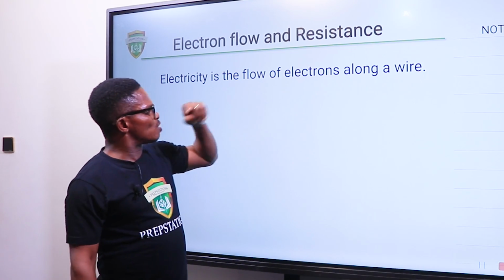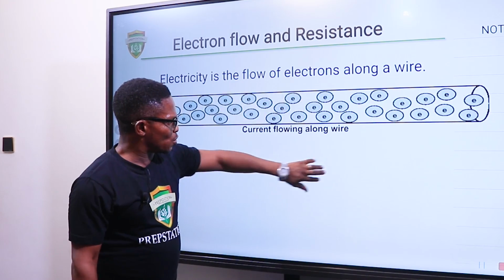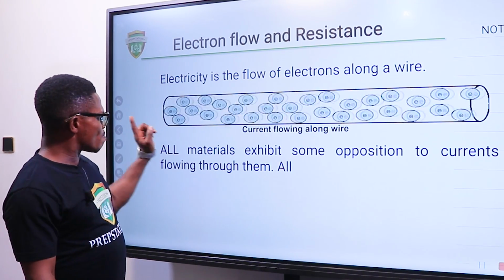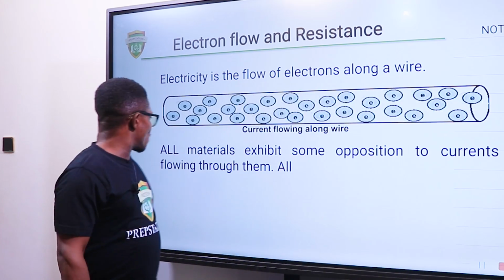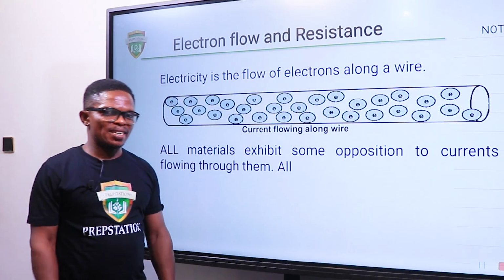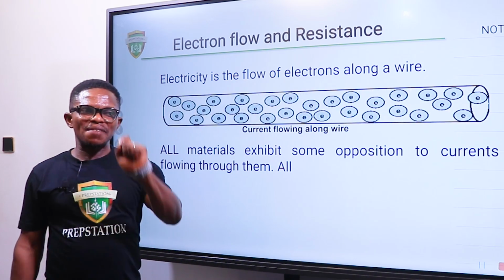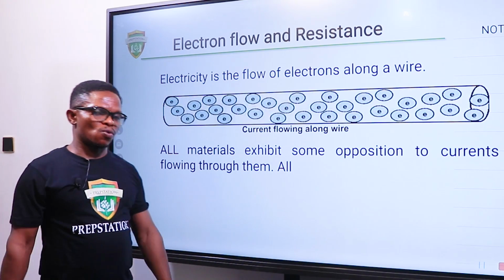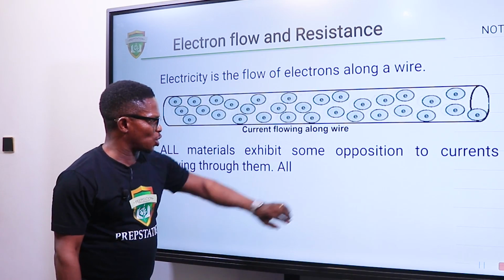Now, electricity is the flow of electrons in a wire. Yes, we have established that fact, and I've shown you this diagram before, but we are going to something else. Now, all materials exhibit some opposition to current flowing through them. Yeah, all materials, even if you call it a conductor, they have a little element of opposition to the flow of current. Yes, they do. I will explain that shortly.